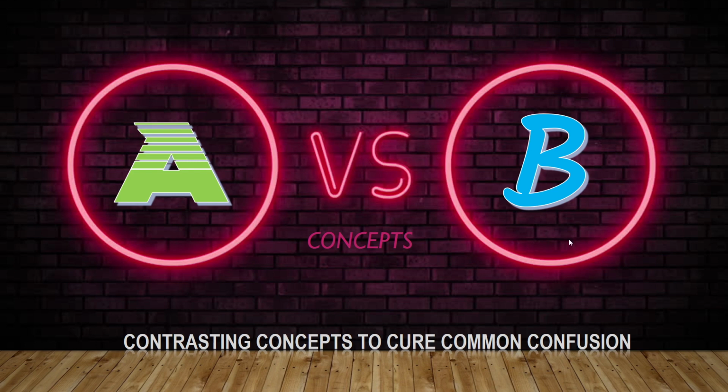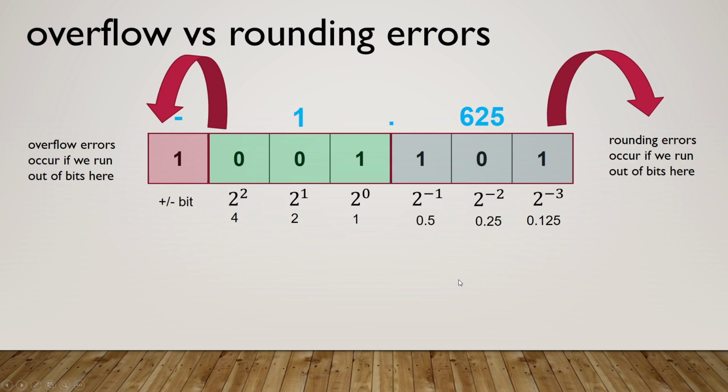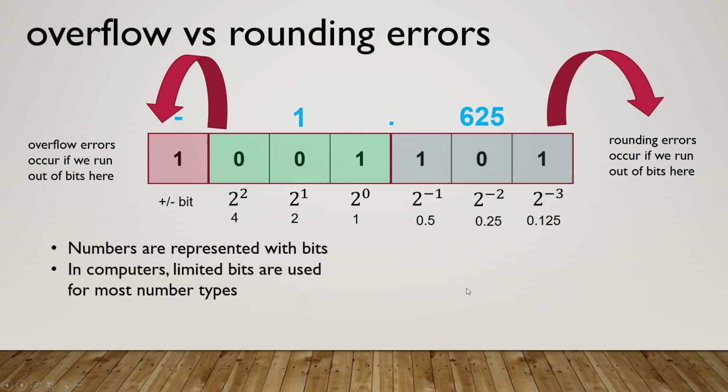So let's get started. The first is overflow and rounding errors. Students get confused about this. The first thing to note is that numbers are represented with bits, and those are limited usually, right? So we have a limited number of bits for most number types. When you start to save numbers that get higher and higher, you run out of bits.